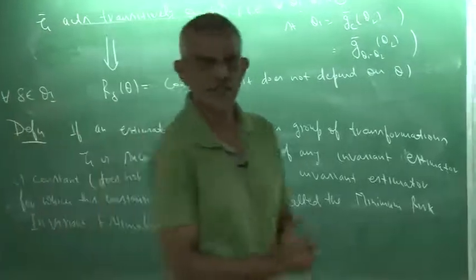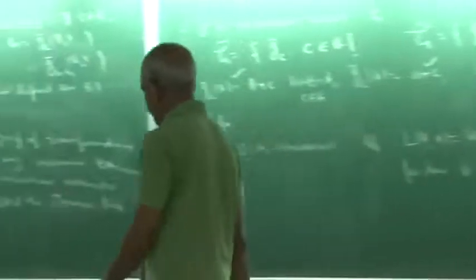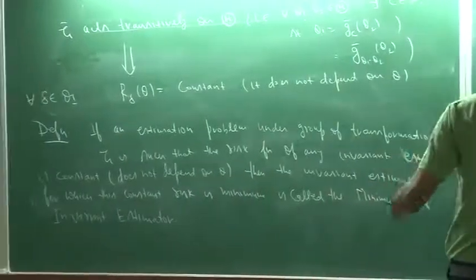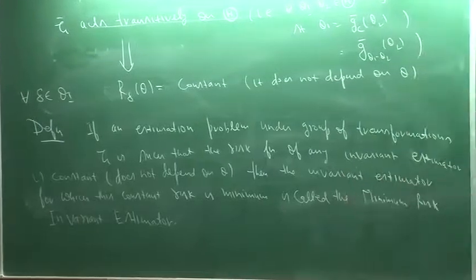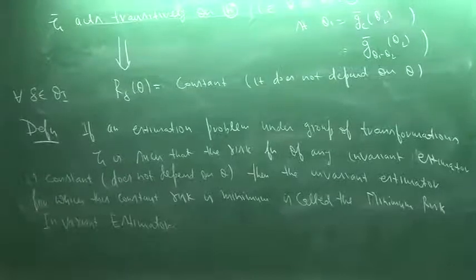So let us try to find out the minimum risk invariant estimator. But before that, let us look at a property of a convex function, which is well known. I am not going to prove it over here. You can look at any standard book on analysis having a chapter on convex functions to see the proof.